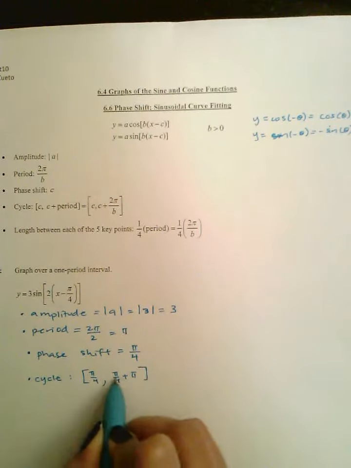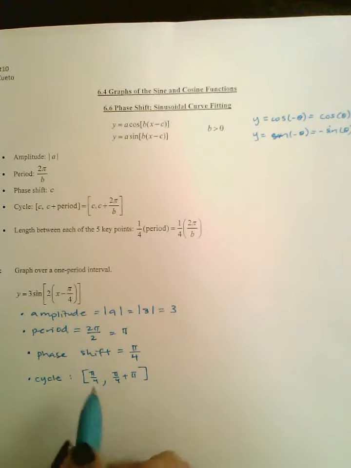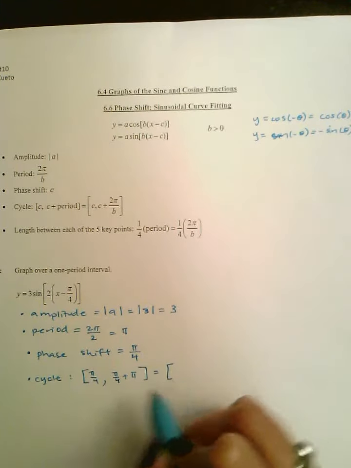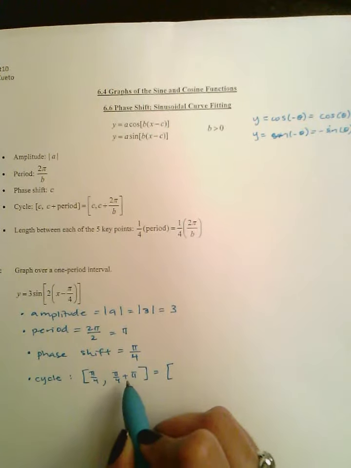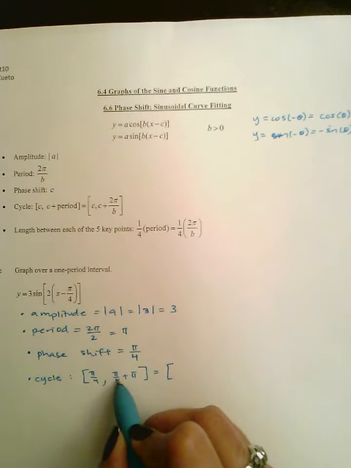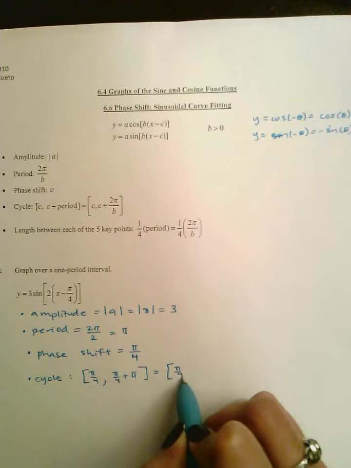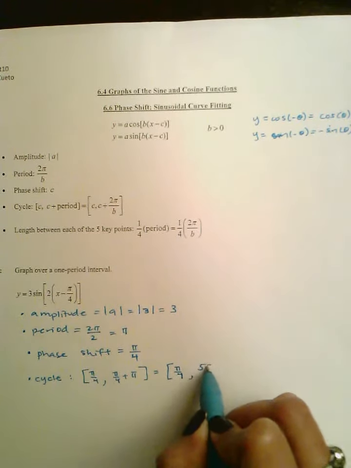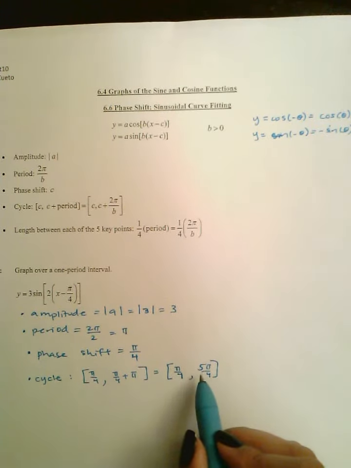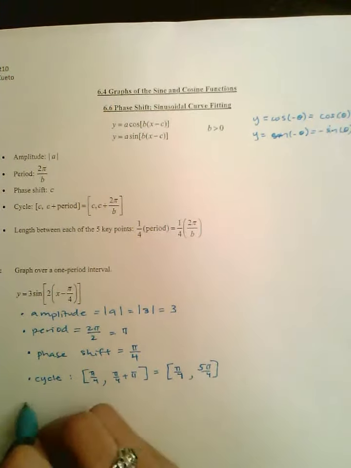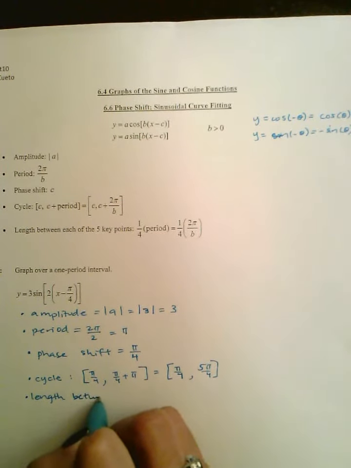So if I add pi over 4 plus pi, we're going to go ahead and find a common denominator. That gives me 4 pi over 4, and 4 pi over 4 plus pi over 4 gives me 5 pi over 4. So this is pi over 4 and 5 pi over 4. So my cycle begins at pi over 4 and it ends at 5 pi over 4. Now I want to find the length between each of the points.